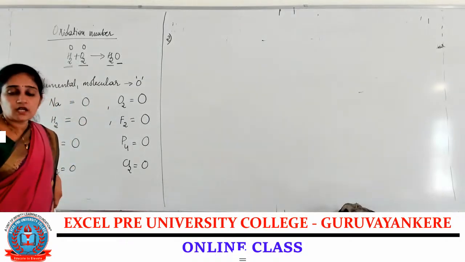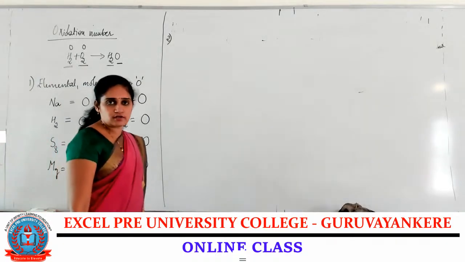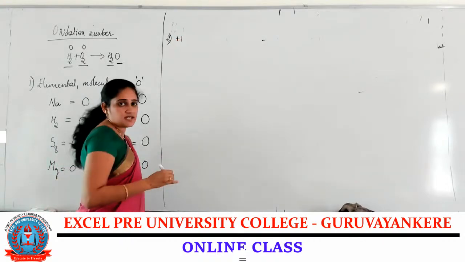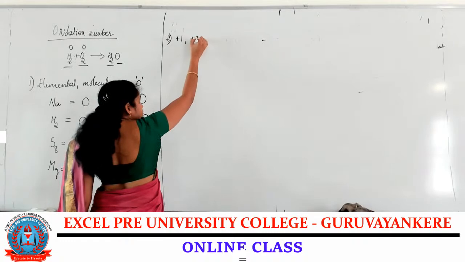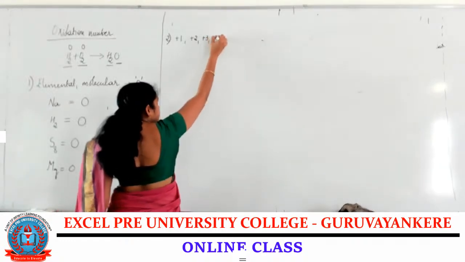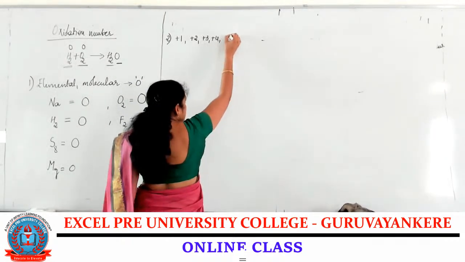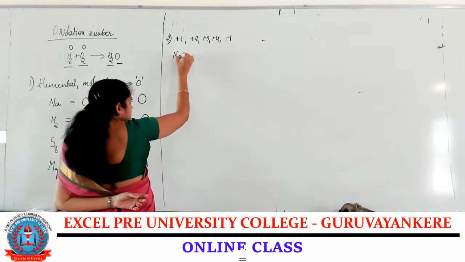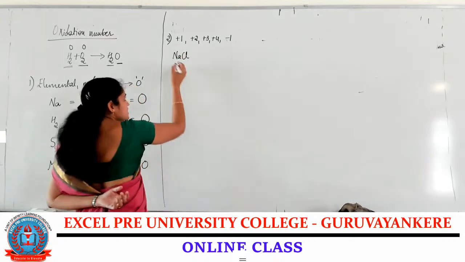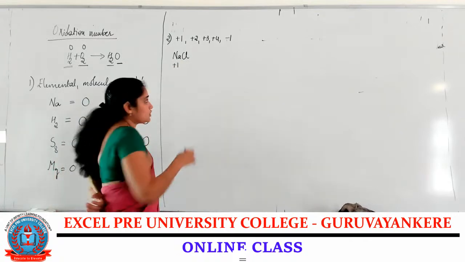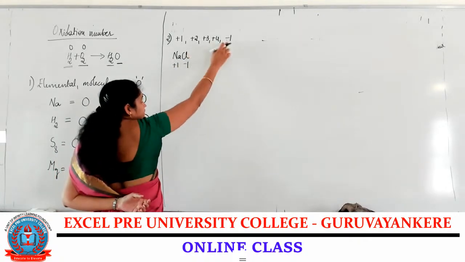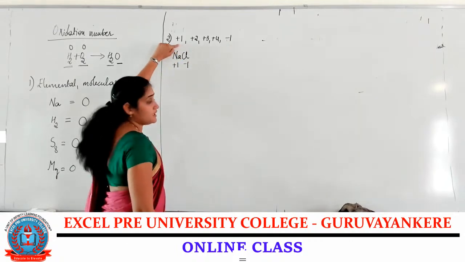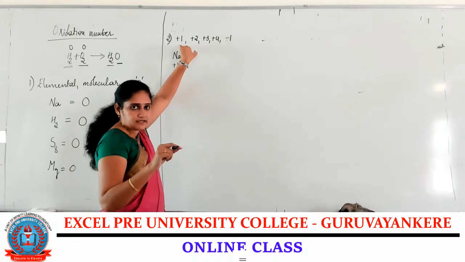Second rule. During the formation of an ion, group 1 elements always exhibit the +1 oxidation state, group 2 elements exhibit +2, group 13 is +3, group 14 is +4, and the halogens are -1. For example, for the formation of NaCl, sodium exhibits the +1 oxidation state and chlorine exhibits -1. Chlorine is a group 17 element, so it exhibits -1. Sodium is a group 1 element.